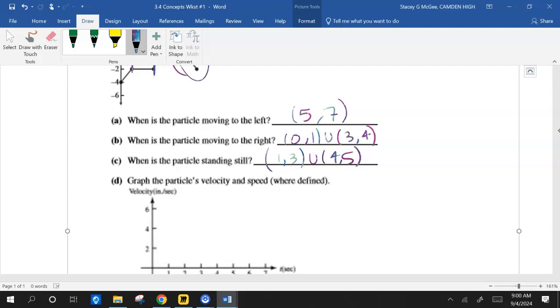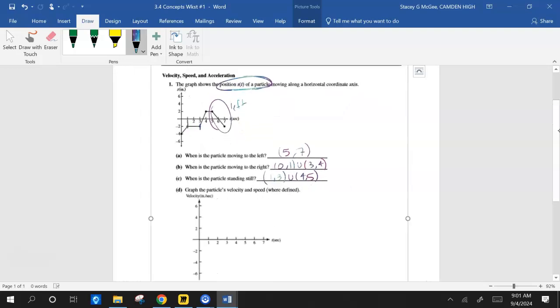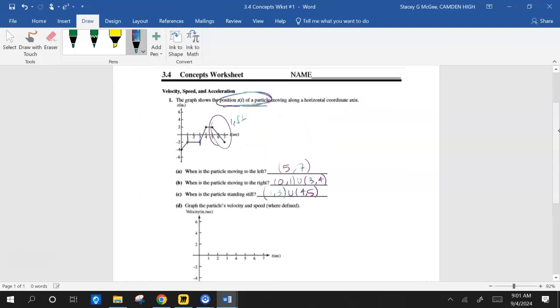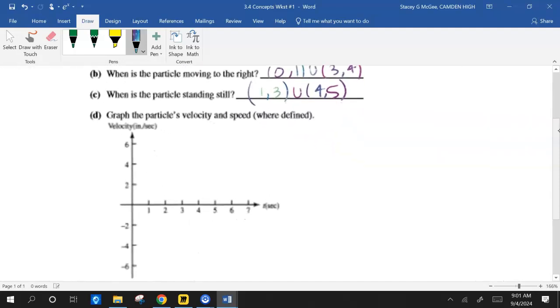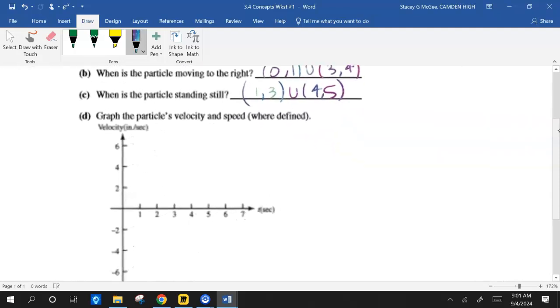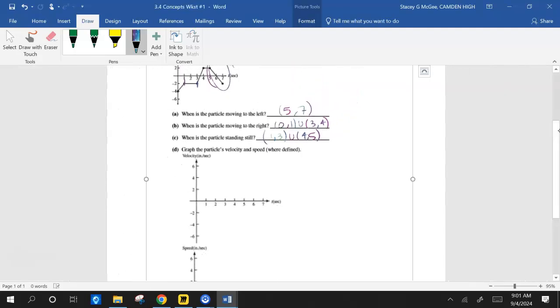If it's the graph of velocity, I think most of the ones we did were. They'll tell you which one it is. Like this one says the position of a particle. I know. That's why you really have to check. All right.